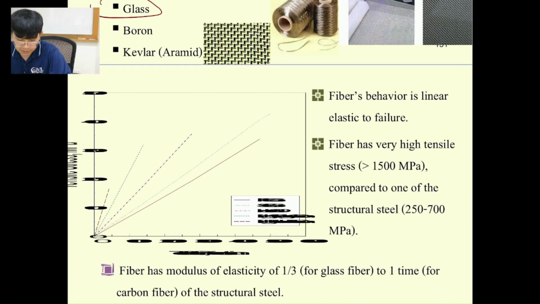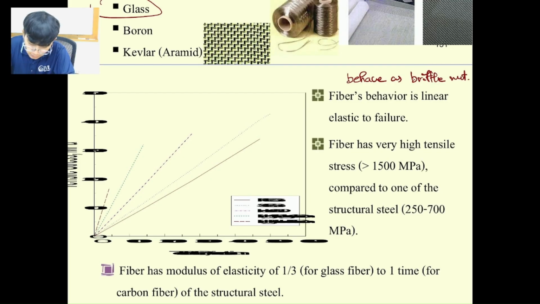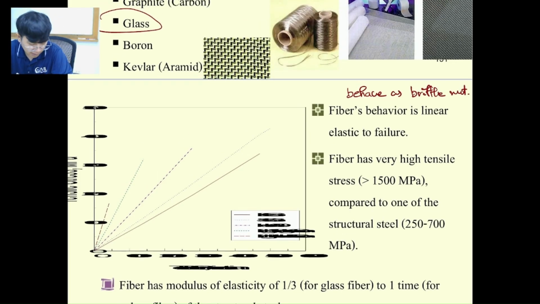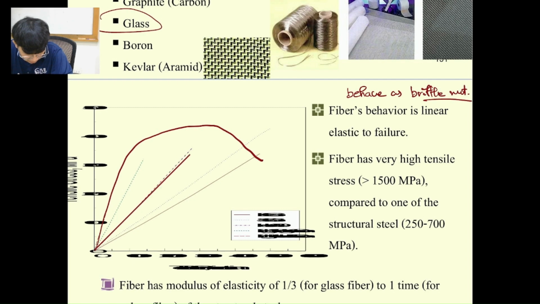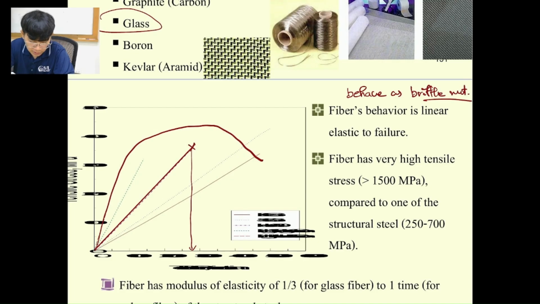The fibers are brittle, they behave as a brittle material, which means when you test it at the lab, a ductile material is going to give you some deformation shape like this, but for the brittle material, it's going to go up linearly like this and suddenly just fail over here and go down.